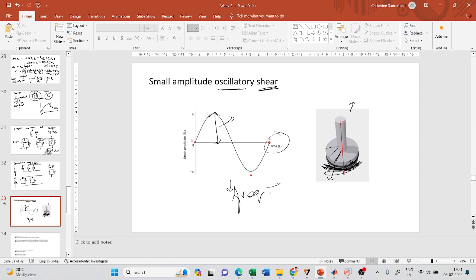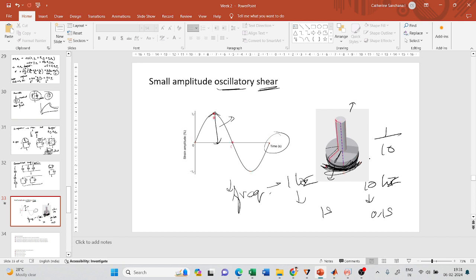So if I say that the frequency is 1 hertz, it means that one cycle gets completed in 1 second. If I say my frequency is 10 hertz, then one cycle gets completed in 0.1 seconds, which is 1 divided by 10. Okay, so this is what a small oscillatory shear experiment is.